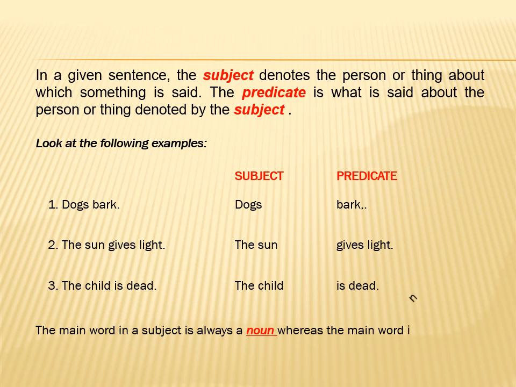The main word in a subject is always a noun. As you can see in these three sentences, dogs, the sun, the child. These are the subjects and they all are nouns. Whereas the main word in a predicate is always a verb. So in the above sentences, the verbs are bark, gives, is.